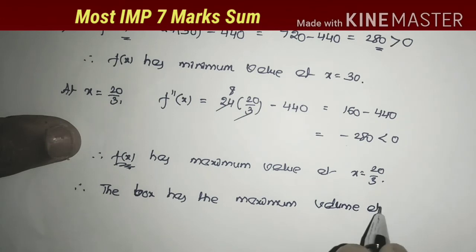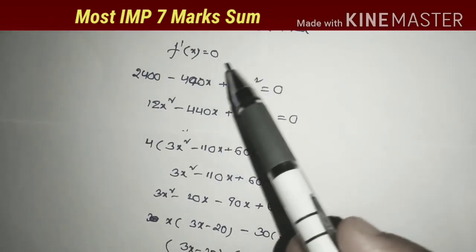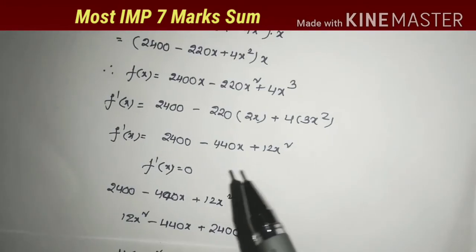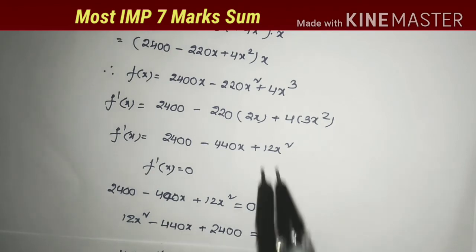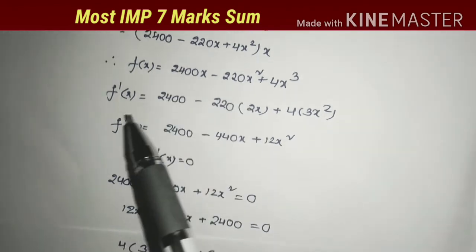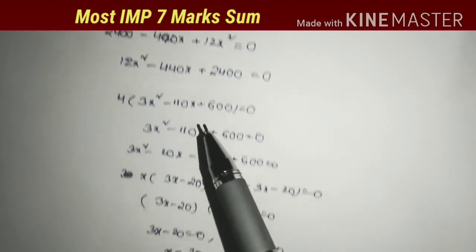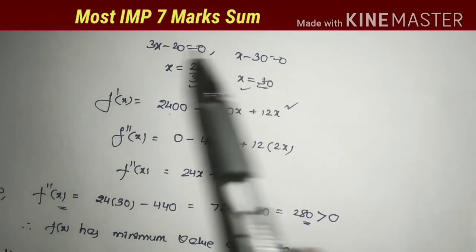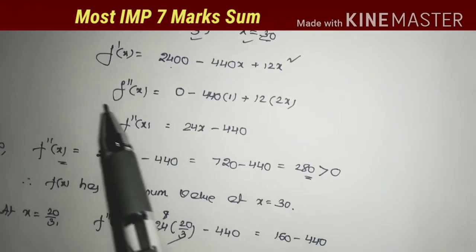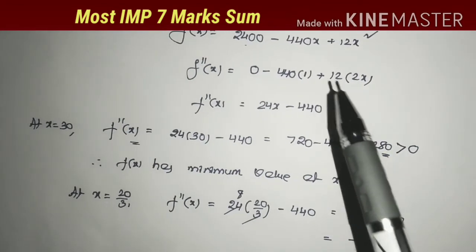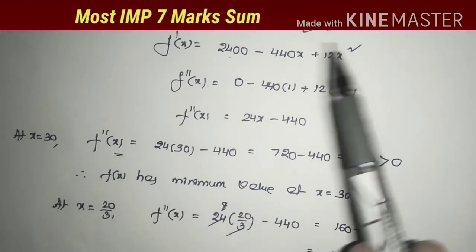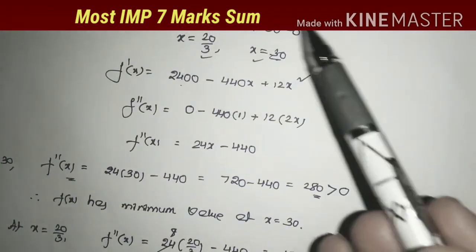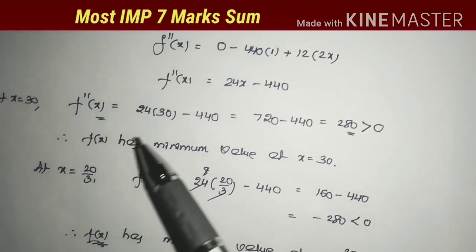The most important essay question here, the concept is, first of all we have to find the f dash of x value and equate that value to 0. Here the procedure is to get the minimum or maximum value. First of all we find the f dash of x value, equate it to 0 and find the values of x. After getting the x values, we take the f double dash of x and substitute these x values in f double dash of x.